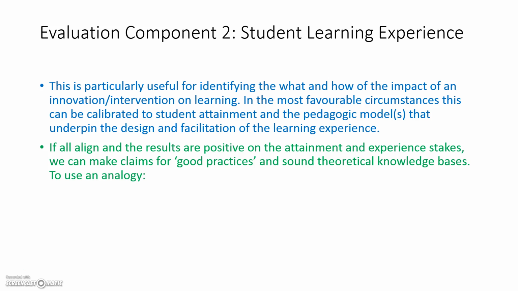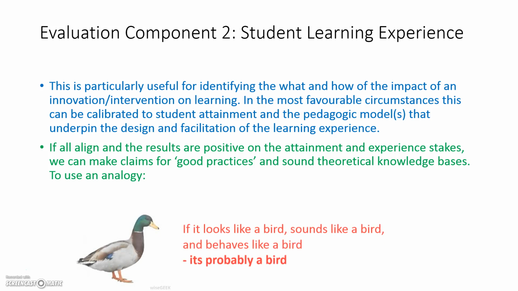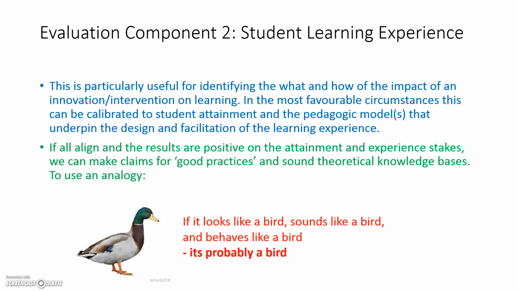Okay. Invariably, if all align and the results are positive on the attainment and experience stakes, we're in great shape because students are learning well, they like it, we can start to make claims that what we're doing is good practice in flip. And here's a nice analogy. At the end of the day, if it looks like a bird, sounds like a bird, behaves like a bird, it's probably a bird. So if the flipped classroom is getting good results, the students like it, we're probably doing something right. So we just need to be very clear about what we're doing right, what we're not doing as well as possible, and just work on the improvement track.